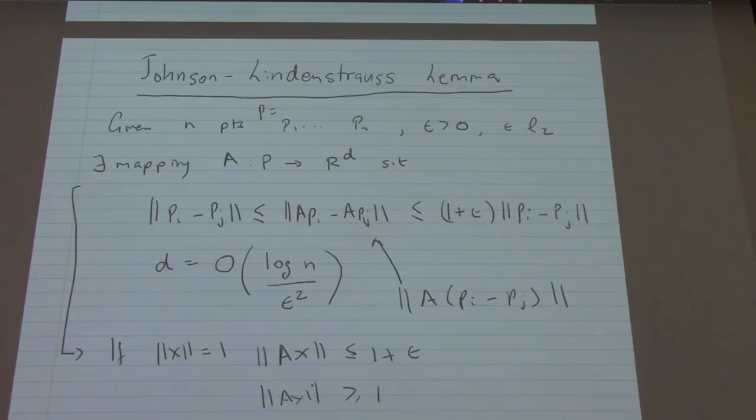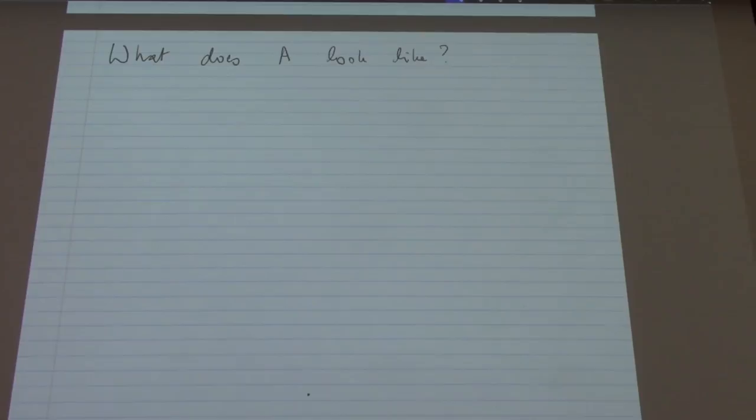Okay, so what does it look like? I can describe it very simply. I have my data in some high dimensional space, let's say it's D dimensions, D is very large. And I want to project it into these log n over epsilon squared dimensions. Here's what I do. I take my point. I fix a random rotation of the space.